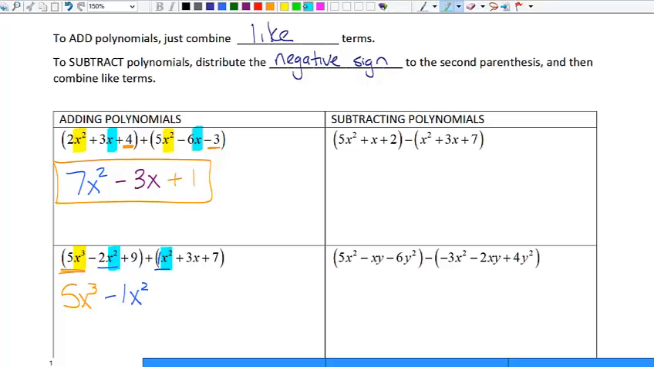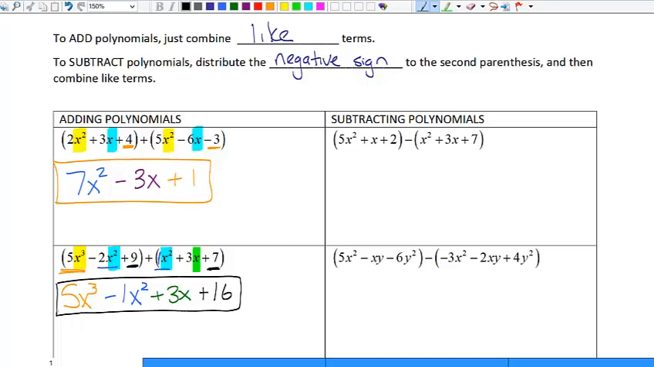Now I'm looking for the next variable part. After x cubed and x squared, I'm getting x. Looks like there's only one x. 9 and 7 are both constant terms, so they don't pair up with 3x. So that means 3x is going to stay by itself. And then I have the two constant terms. So that's positive 9 and positive 7, which adds together to get 16.